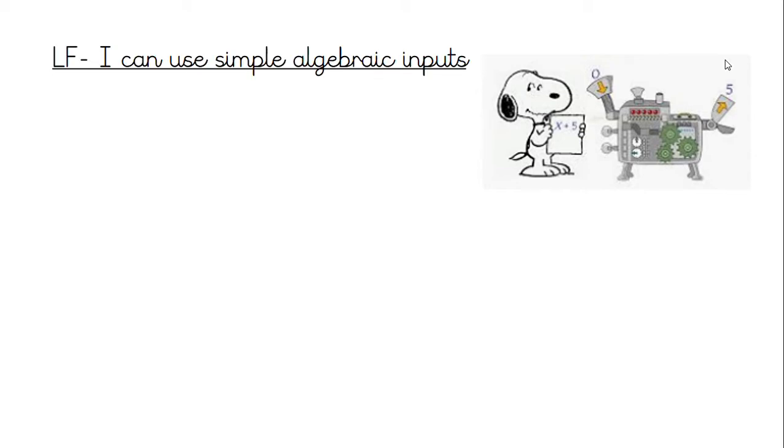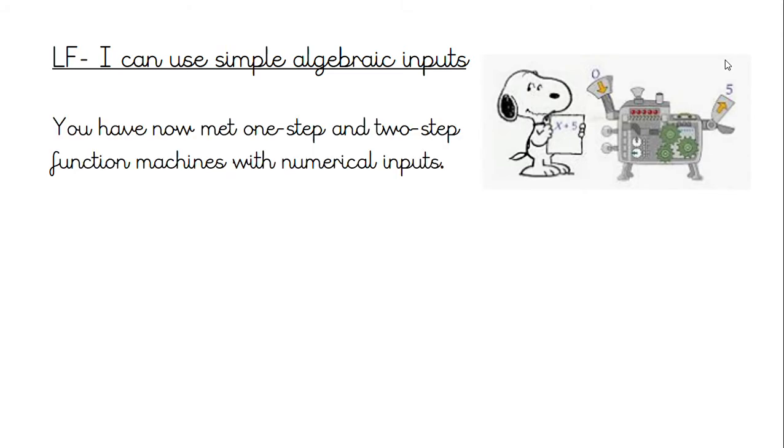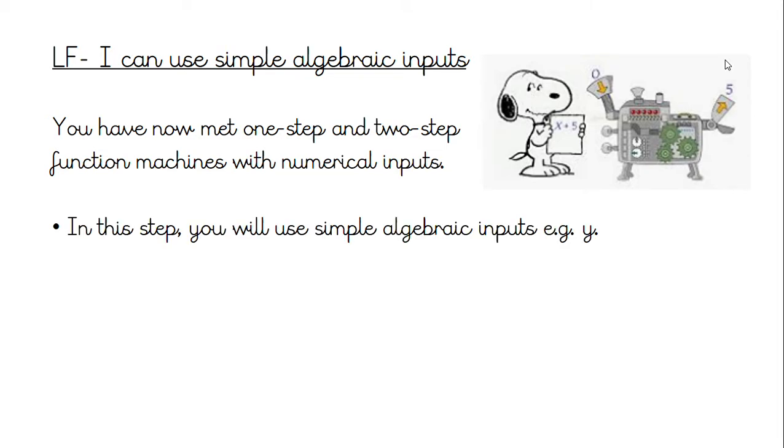Okay, so here's a little picture of Snoopy for you. So our learning focus today, I can use simple algebraic inputs. So last week we met 1-step and 2-step function machines with numerical inputs. Well, today we're just going to change the way that the inputs are symbolised. So in this step you will use simple algebraic inputs instead, e.g. y or x or a. They're called algebraic symbols and they represent different numerical inputs. So they could stand for any different numerical input.